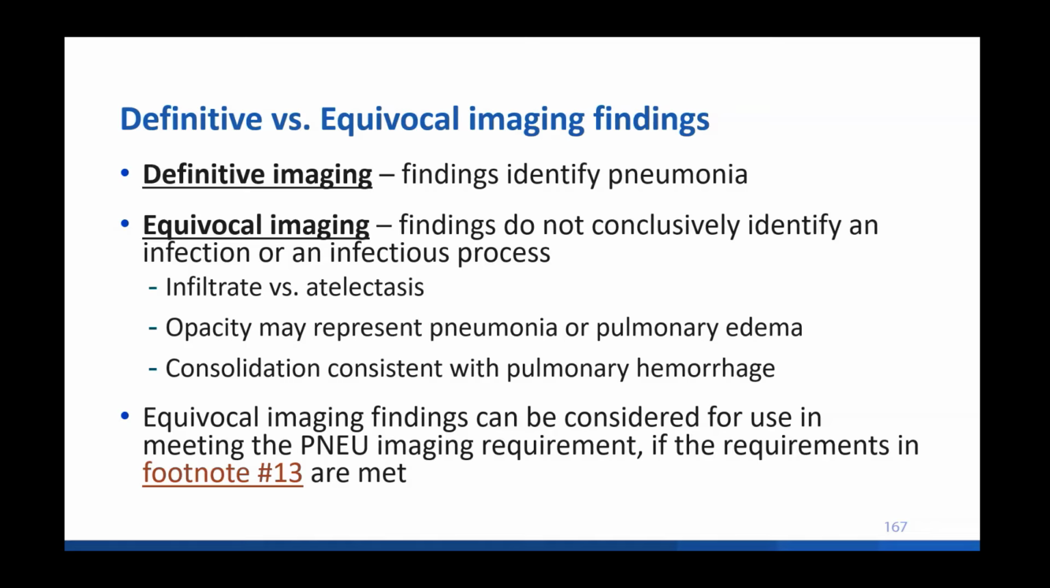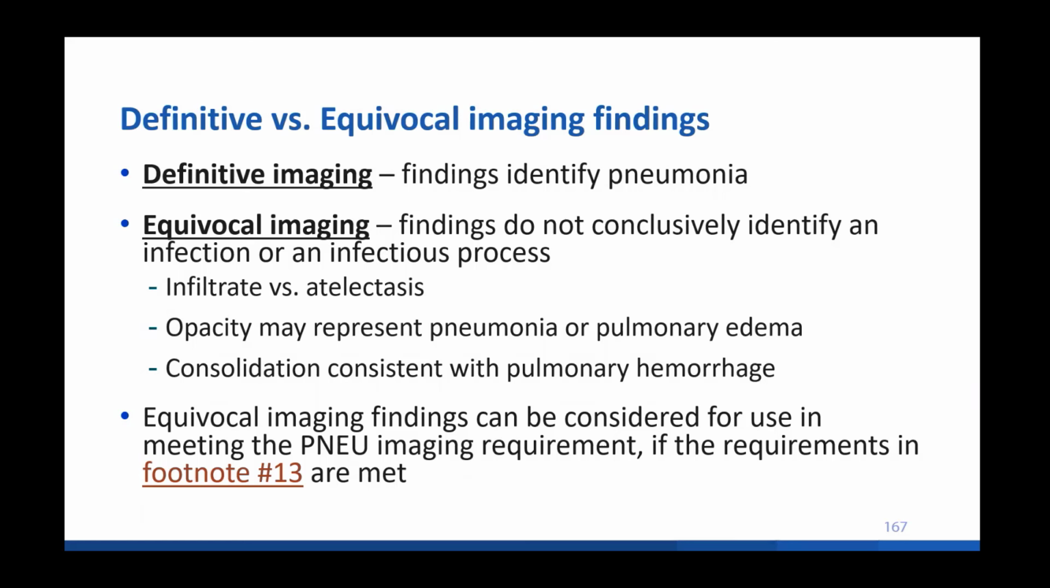When assessing imaging findings, we often see findings that are equivocal for infection. So what do we mean by equivocal imaging findings? We mean that the imaging does not conclusively identify an infection or an infectious process. In other words, the findings may be due to infection or they may be due to a non-infectious process. For example, you may see one of the following: infiltrates versus atelectasis, or opacity may represent pneumonia or pulmonary edema, or consolidation consistent with pulmonary hemorrhage. So may be infection, may not be infection.